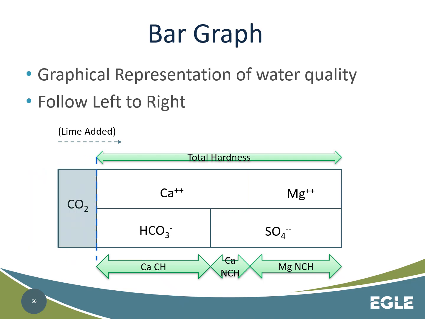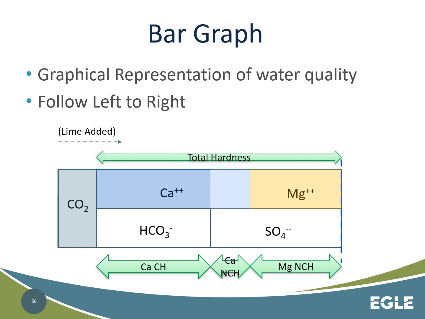First, we have CO2, which isn't hardness, but it does use up lime, so we include it. Next, we have calcium carbonate hardness. Remember, this is the calcium that is associated with bicarbonate. We also have calcium that is associated with sulfate. This is the calcium non-carbonate hardness. Remember that calcium non-carbonate hardness needs soda ash for removal. Then finally we have our magnesium, which in this case is all associated with sulfate, so is all magnesium non-carbonate hardness.